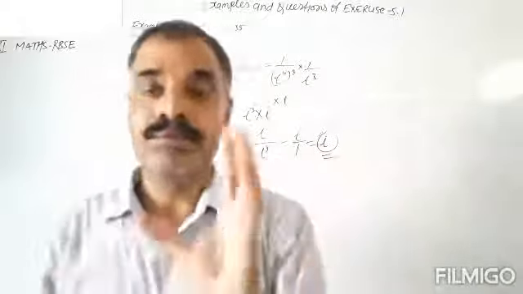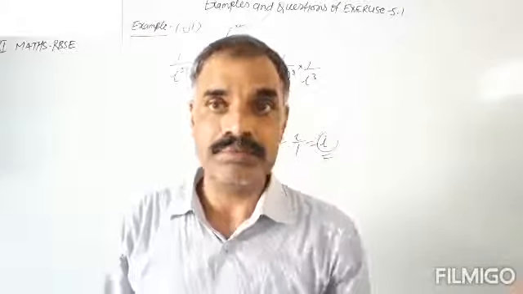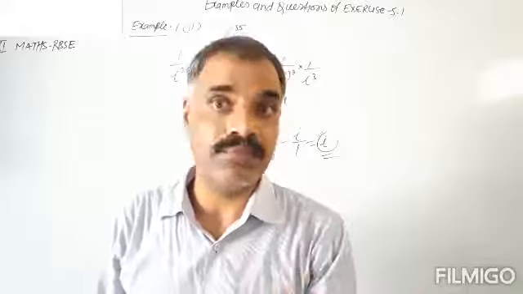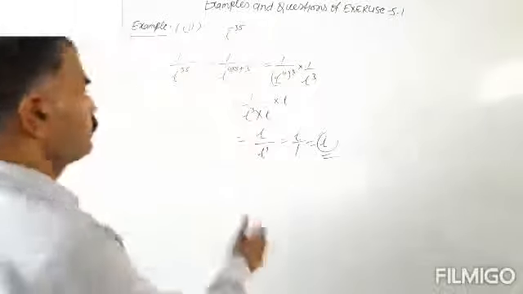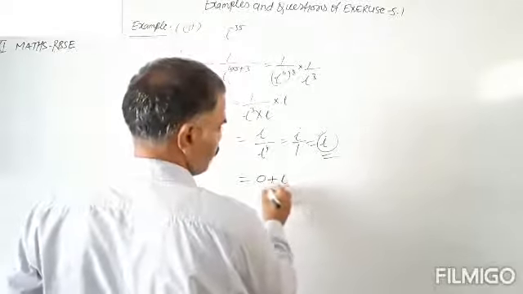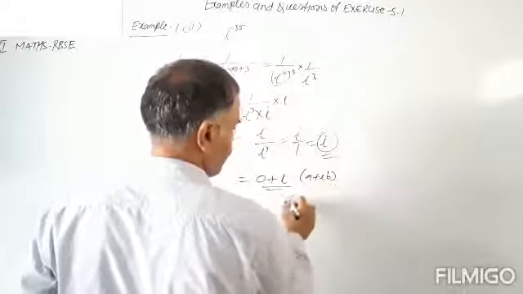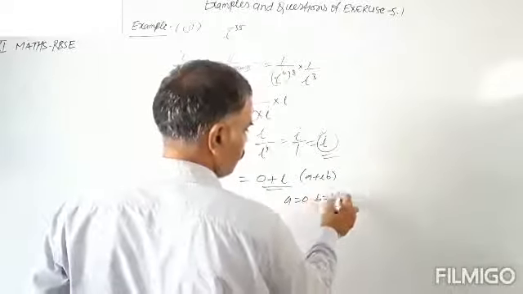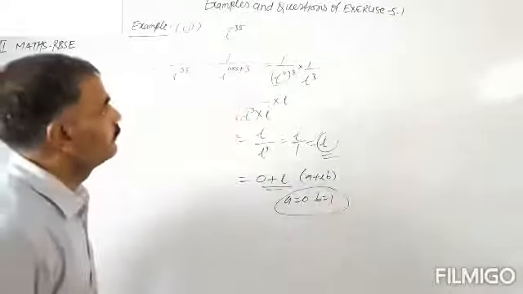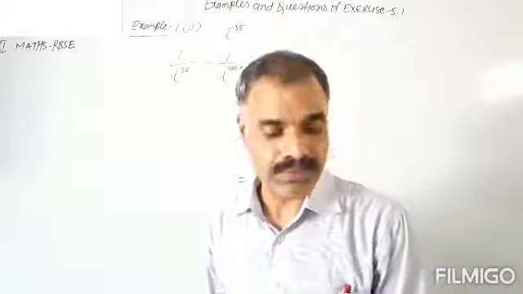That is a purely imaginary complex number. No real part is there, that is why it is purely imaginary. So this can be written as 0 plus 1 iota. In the standard form a plus iota b, a equals 0 and b equals 1. So all these are the examples of exercise 5.1.